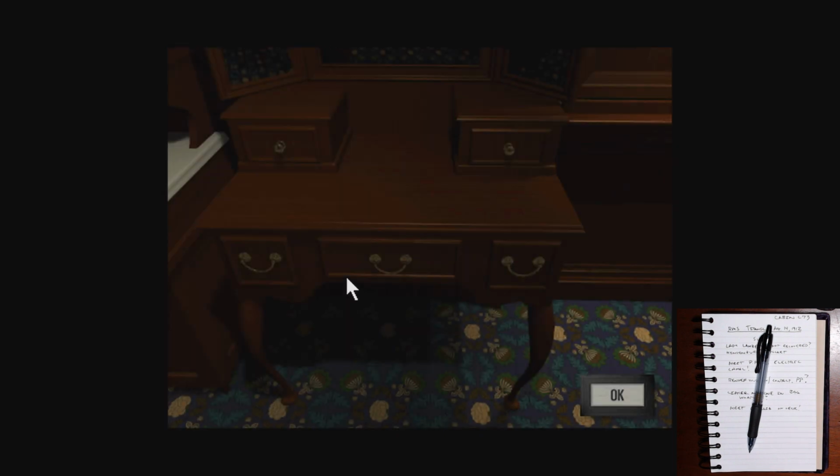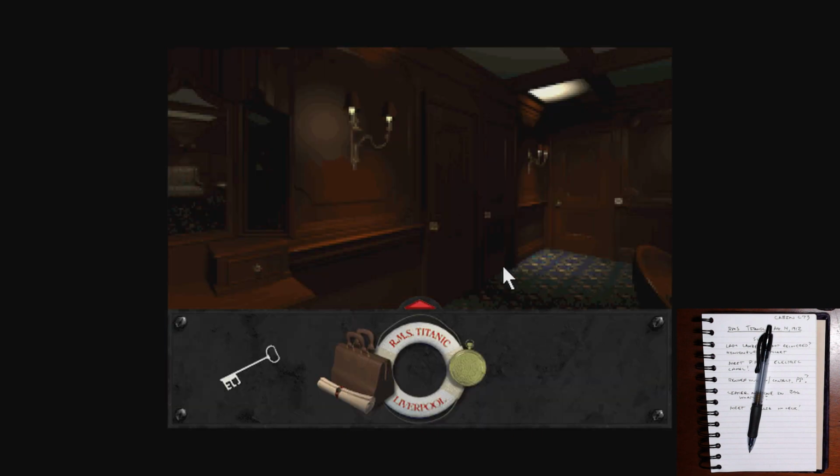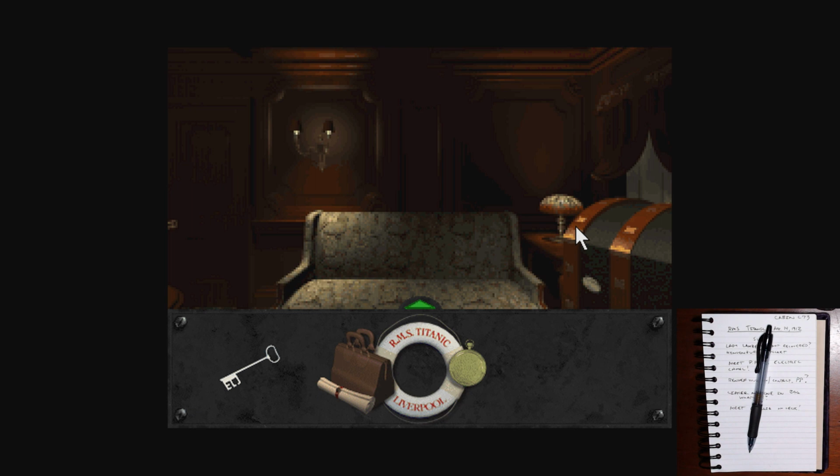So we've collected some intelligence. There's nothing else in these drawers. Doing some sleuthing. Electric lighting on board, very impressive. The ship is steam powered, obviously.